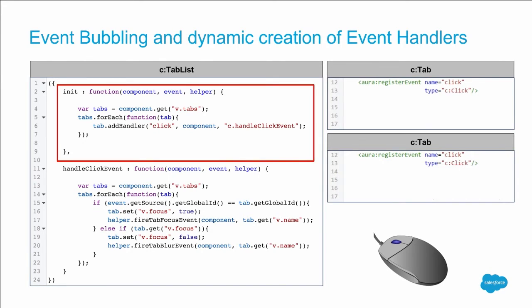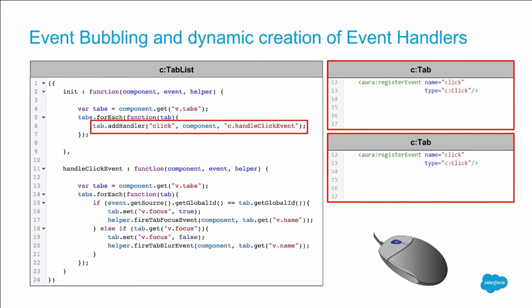In our tab list component, when we initialize, this is the method that's called when the component is set up, we're going to loop across each of our tabs that have been passed in, and we're going to add handlers to them. So in this instance, I've just highlighted two tabs, and this is the method that we're going to call. So every component has a method that's available called add handler. And this allows you to add an event handler to that component.